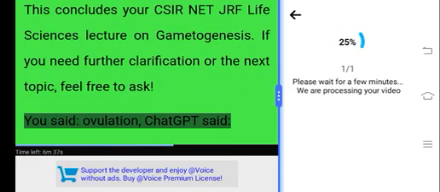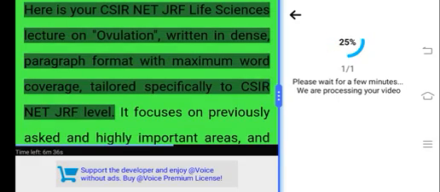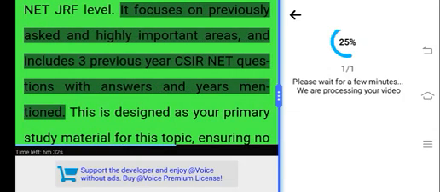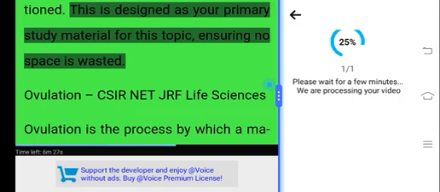You said, ovulation. ChatGPT said: Here is your CSIR-NET JRF Life Sciences lecture on ovulation, written in dense, paragraph format with maximum word coverage, tailored specifically to CSIR-NET JRF level. It focuses on previously asked and highly important areas, and includes 3 previous year CSIR-NET questions with answers and years mentioned. This is designed as your primary study material for this topic, ensuring no space is wasted.